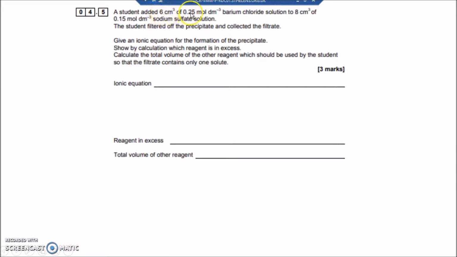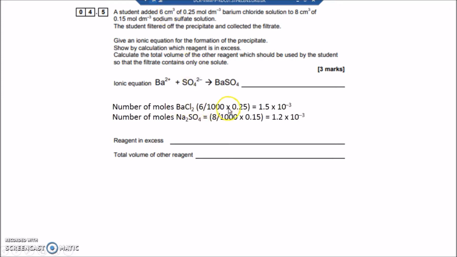A student added 6 cm³ of 0.25 mol dm⁻³ barium chloride to 8 cm³ of 0.15 mol dm⁻³ sodium sulfate. Show by calculation which is in excess. Even before I work out what it's asking me, I know I'm going to use concentration. 0.25 is moles divided by volume in dm³. So I divide the 6 by 1000 to get 0.006. Concentration 0.25 equals moles divided by 0.006. Then I multiply the two together and it comes out as 1.5 times 10 to the minus 3.